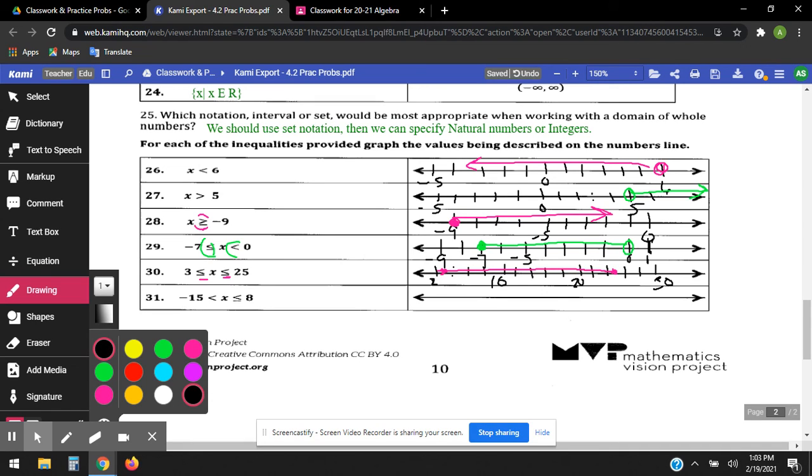And my last one, negative 15 to 8. So let's, we'll put 0 kind of on this end. 1, 2, 3, 4, 5, 6, 7, 8. 1, 2, 3, 4, 5, 6, 7, 8, 9, 10, 11, 12, 13, 14, 15. I got them all to fit. Excellent. So this time I want, let's see, not equal. So I need an open dot at negative 15. This one is equal. So I need a closed dot on 8. And then I want everything in between.